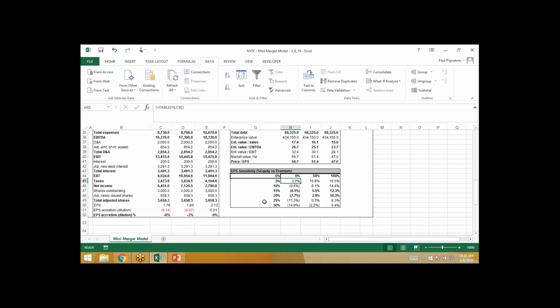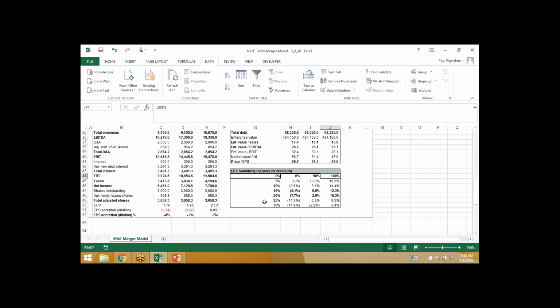Okay. Now, if you notice, you're going from 0% equity to 100% equity. The more equity, the more accretive this is becoming. Why is that the case? Does that make sense? If it does make sense, it'll be because of less interest on the debt they raise.